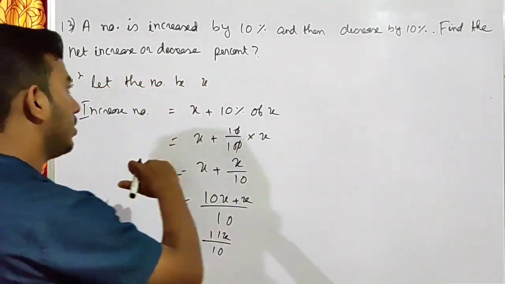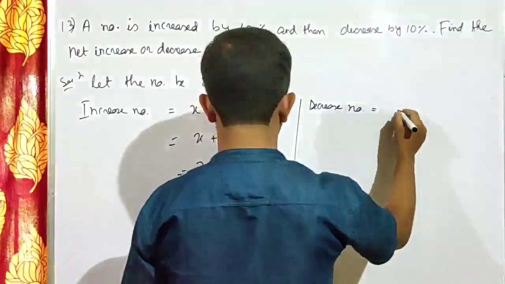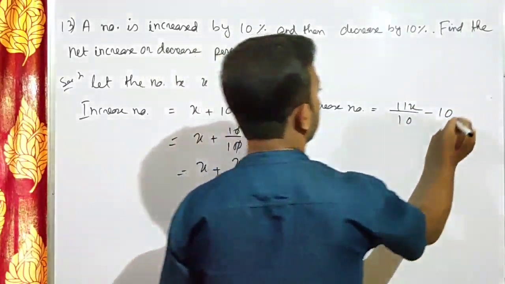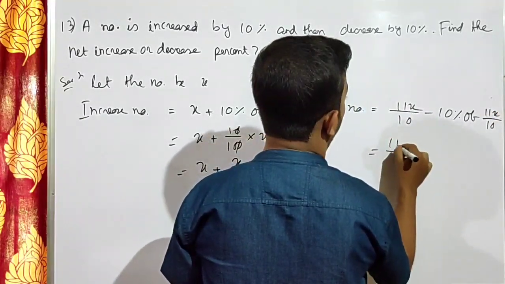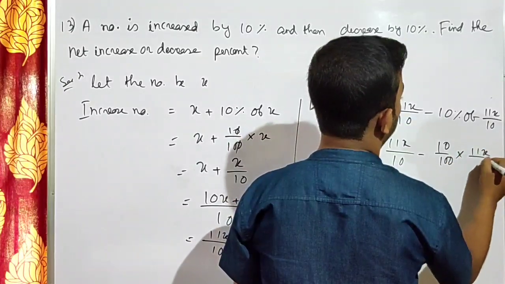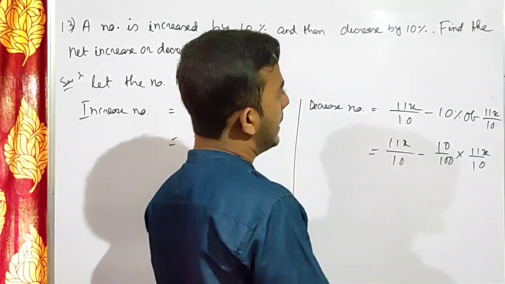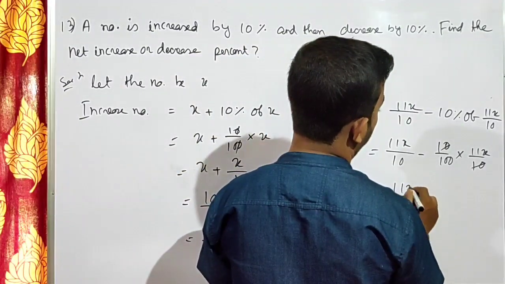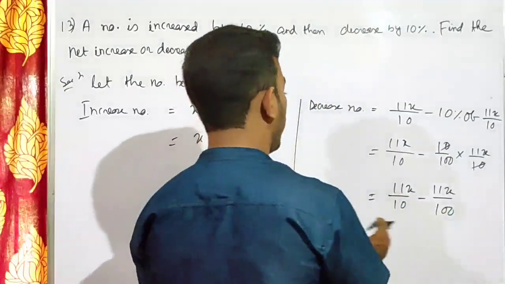Now from this number we have to decrease 10%. So the decreased number will be what? 11x divided by 10 minus 10% of this 11x by 10, isn't it? 10% means 10 by 100 of 11x by 10. So look, the 10 and 10 cancel, so what is left is 11x by 10 minus 11x by 100, isn't it? So their LCM will be what? LCM will be 100, isn't it?